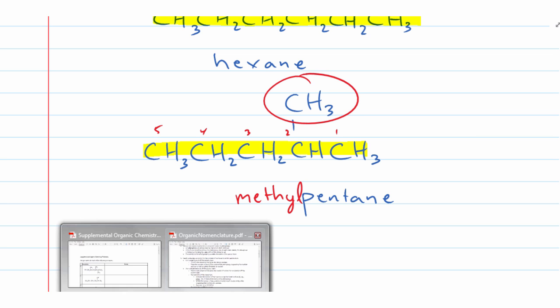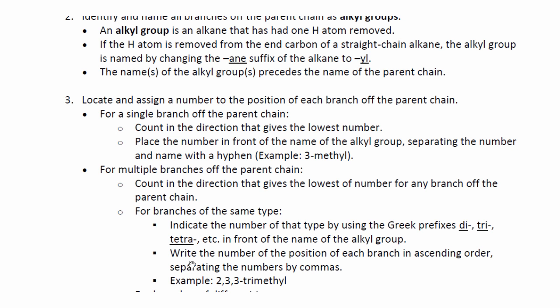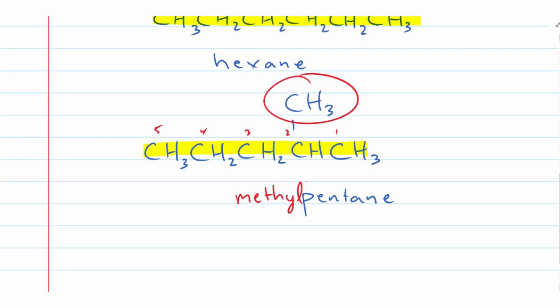And then, again, according to our rules, the next thing we're going to do is place the number in front of the name of the alkyl group, separating the number and the name with a hyphen. So what number should go in front of methyl? 2. And then we'd call this 2-methylpentane. Now when I write this out, there are no spaces whatsoever in this word. There's no space here or anywhere else. This is a single word with no spaces in it, and we call it 2-methylpentane. Any questions on this one?